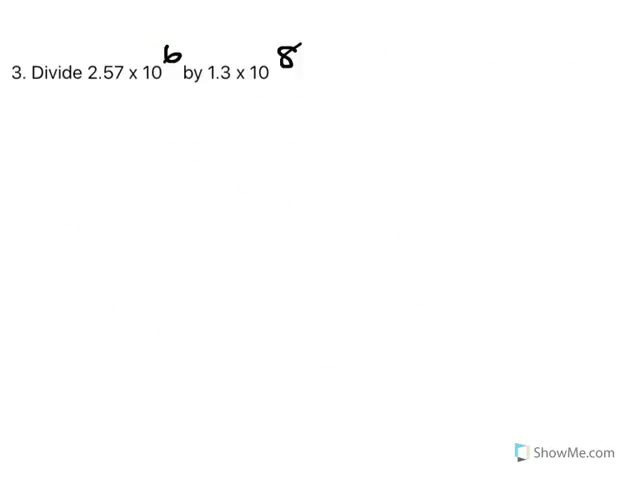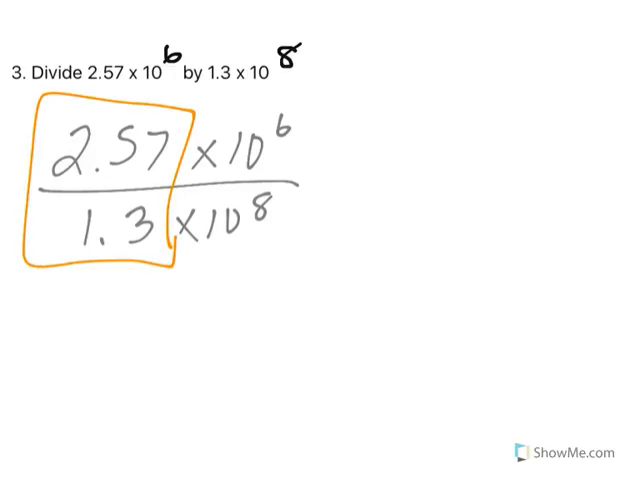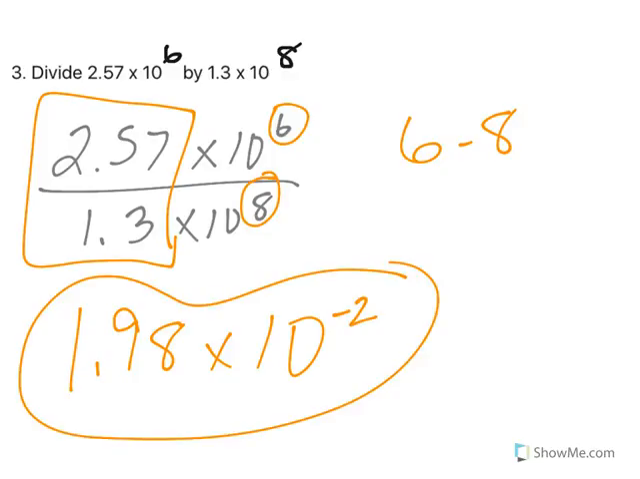Number 3, now I'm dividing. I do recommend rewriting 2.57 times 10 to the 6th. Whatever comes first goes on top. So I divide these numbers, and a rounded answer is 1.98. It is between 1 and 10, so we're golden there. And now that I'm dividing, I subtract. 6 minus 8 is negative 2. And there's my scientific notation answer.